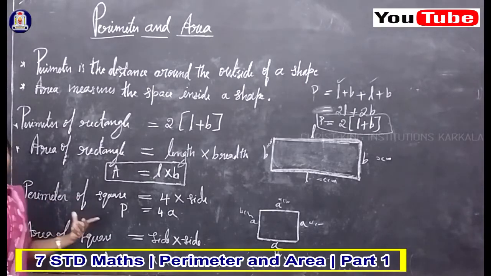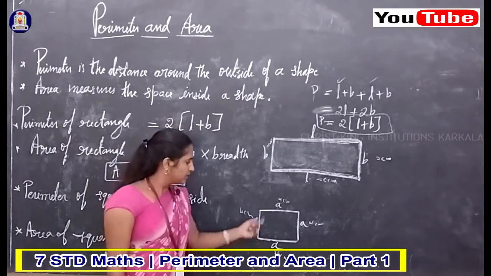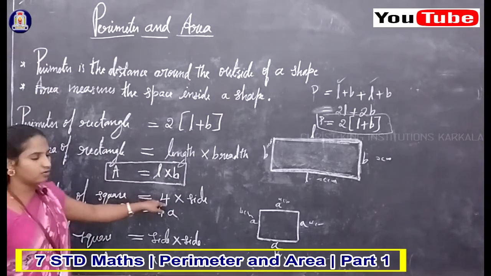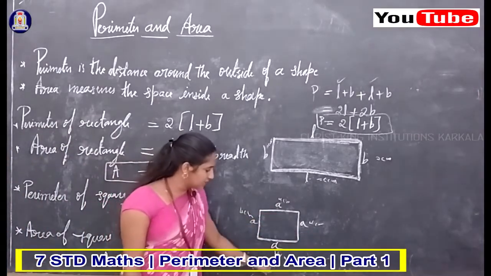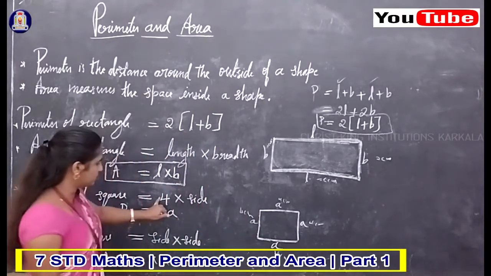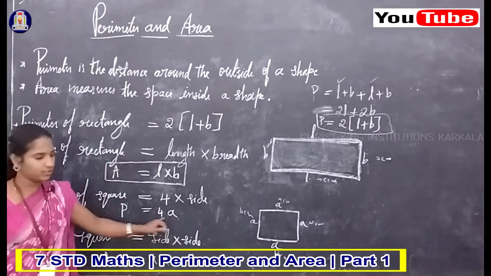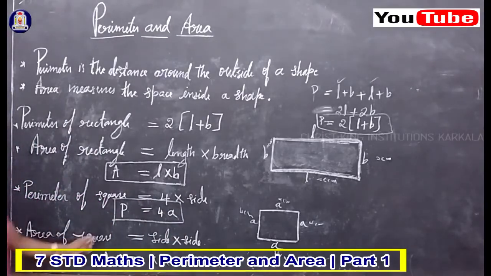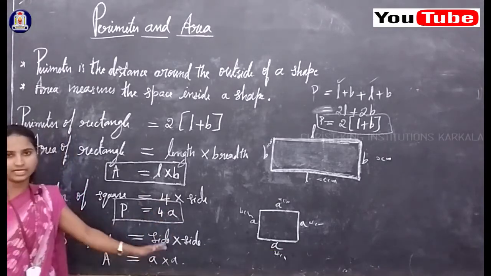Next, the perimeter of a square. If you observe the square figure, see, this is a square. In this, all 4 sides are equal. So the perimeter of a square is equal to 4 into side. 4 into side means side plus side plus side plus side. How many times is side there? 4 times, isn't it? So we write 4 into side. That side we represent by small letter a. So this is the formula to find the perimeter of a square. The perimeter of a square is 4 into a. What is a? a is the side of a square.